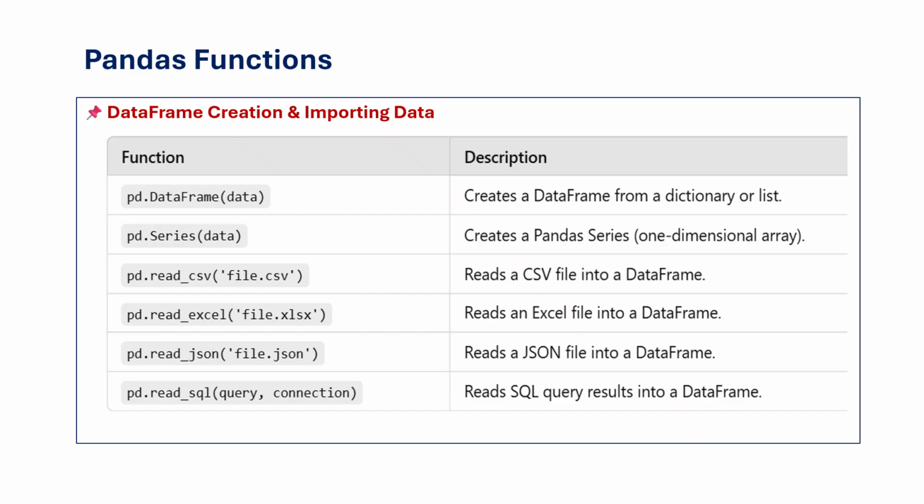And the last function, the read_sql function, is used to import data from an SQL database into a pandas data frame. In real-time applications, large amounts of data are stored in databases such as MySQL, PostgreSQL, or Oracle. Instead of manually downloading the data, pandas can directly fetch the records from the database using an SQL query. The SQL query specifies what data we need and the connection parameter provides the link between Python and the database. After retrieving the data, pandas converts the result into a data frame format, making it easier to analyze.